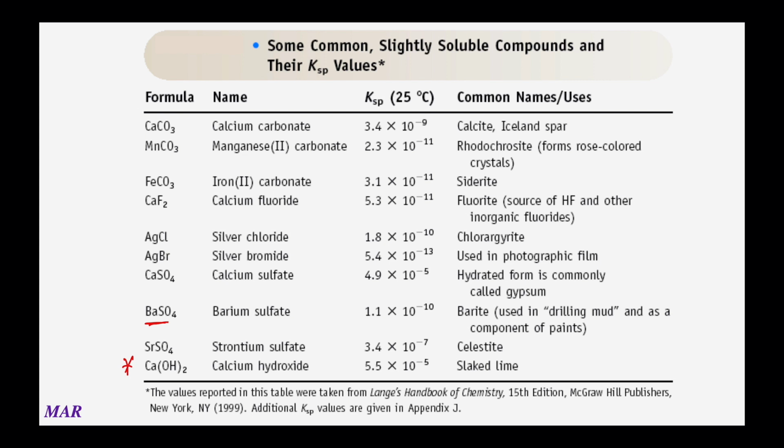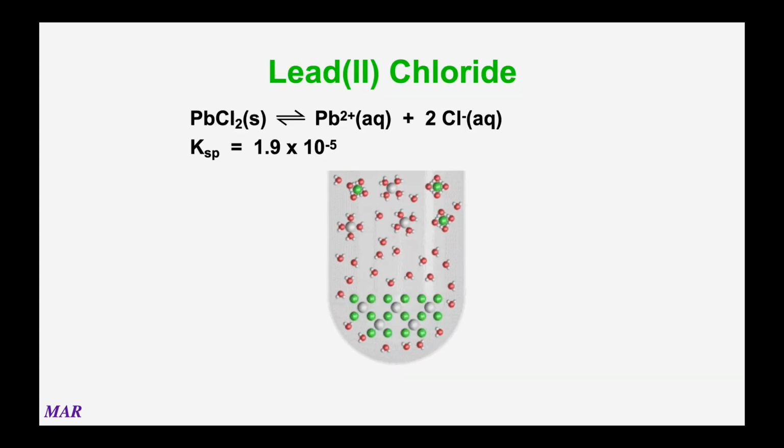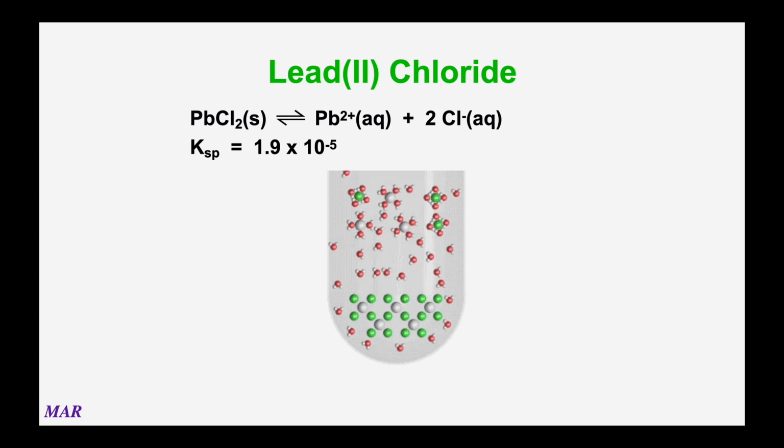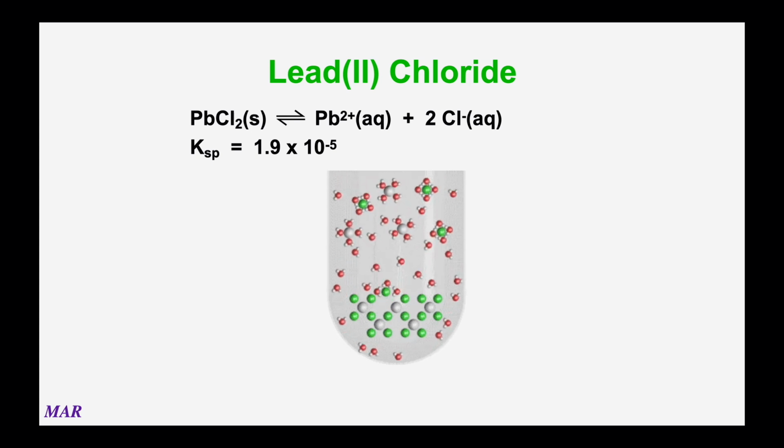There's a lot of cool things you can do with Ksp, and we'll talk about those as we go through this area. But for right now, just realize none of these Ksps are numbers you have to know, okay? They're numbers that you can look up, use the all-powerful Google, whatever you need to do, and figure out what they are. When solid lead chloride is added to water, a small number of ions are released into solution.